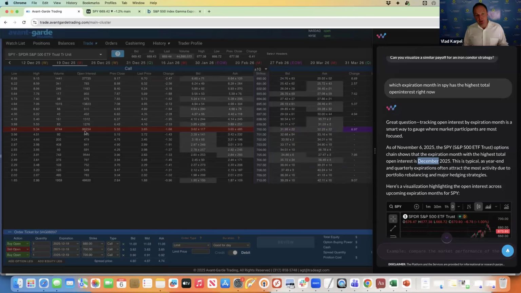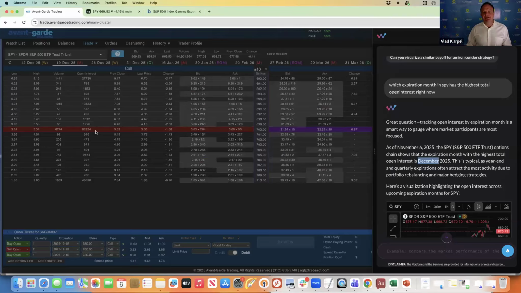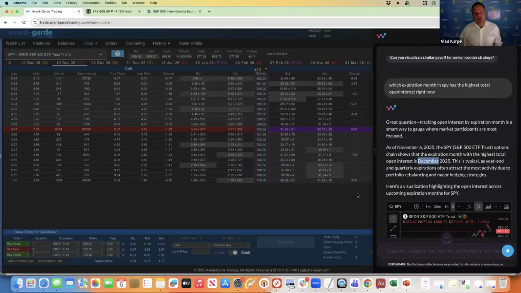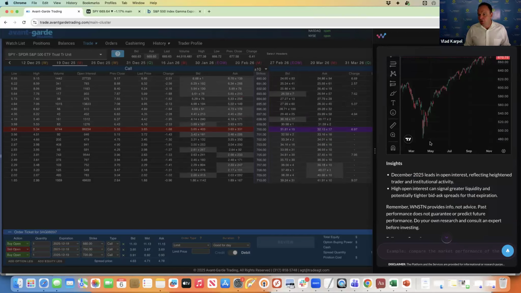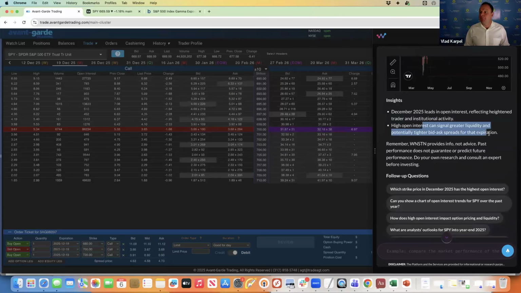And then in terms of the strike price, I usually go to where the highest open interest is if I have a directional bias, in this example, right? If I'm bullish, I would probably select 7,000. If I'm bearish, we can go to the puts and look at the highest open interest with puts. So that's this. December leads in open interest, reflecting higher trader and institutional activity. High open interest can signal greater liquidity and potentially tighter bid and ask spreads, and that's what we want, right?